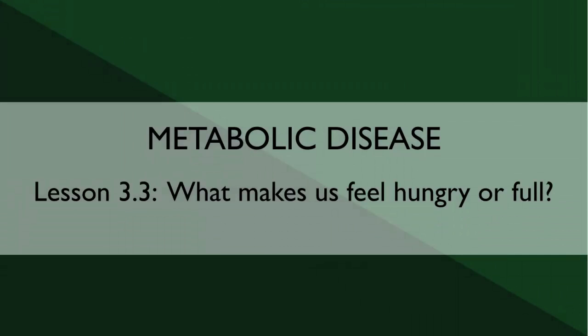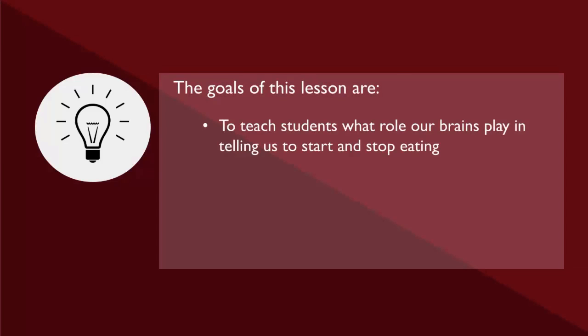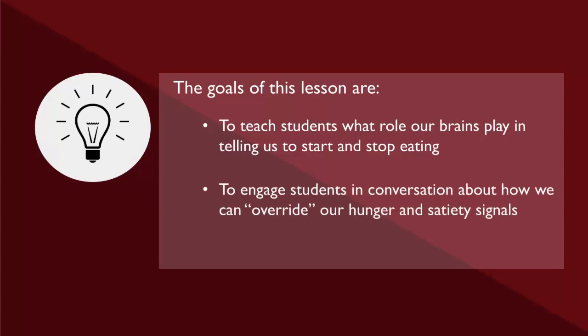Lesson 3.3, What Makes Us Feel Hungry or Full? The goals of this lesson are to teach students what role our brains play in telling us to start and stop eating, and to engage students in conversation about how we can override our hunger and satiety signals.